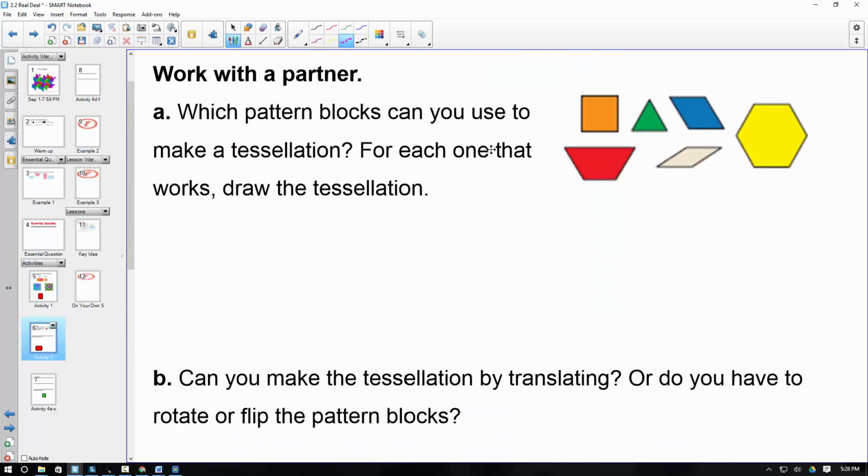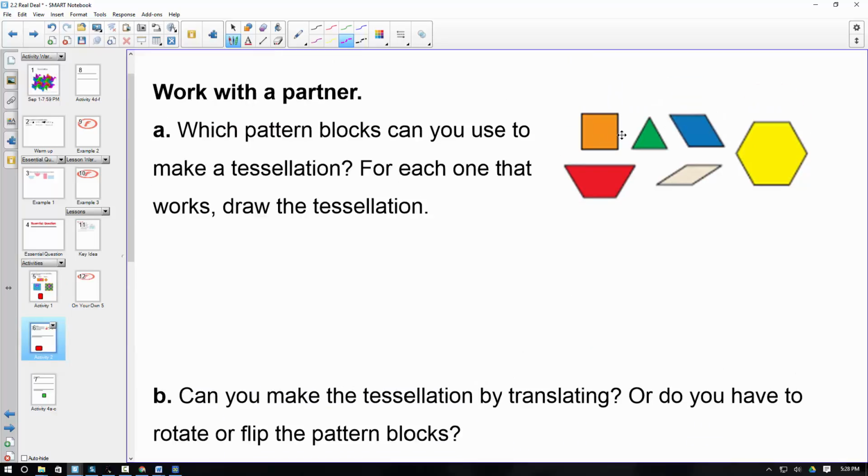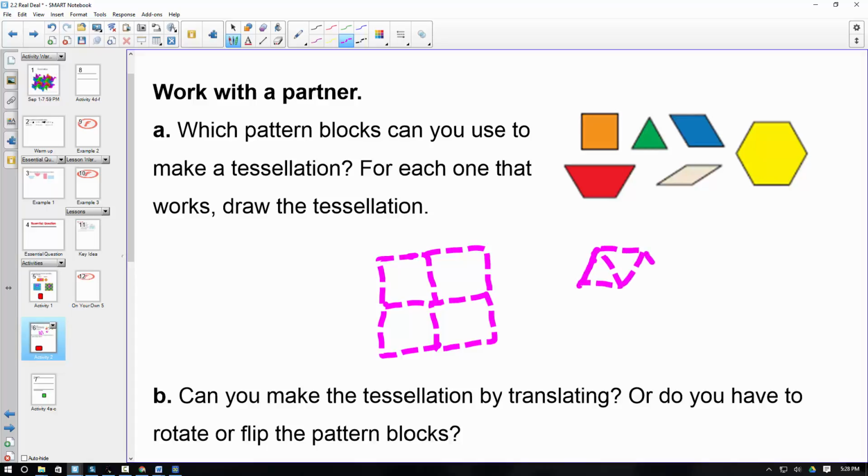So it says design pattern blocks used to make tessellation. For each one, draw the tessellation. So for this one here, this is basically taking this and making my square, and then I have another square, another square, and another square, and it makes a larger image of this. This one here, right there. So a total of 4. 1, 2, 3, 4. And I'm going to keep on doing this for all of these various shapes.